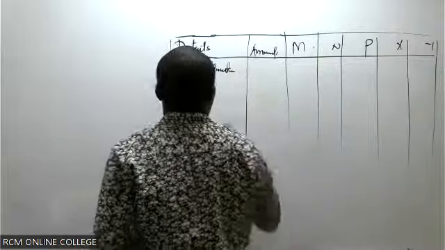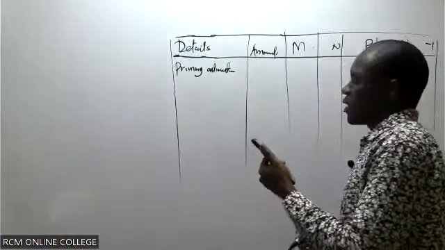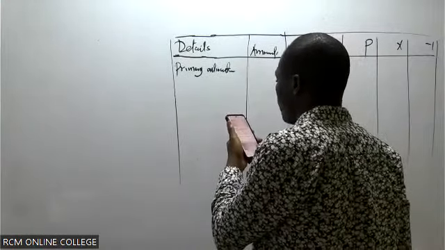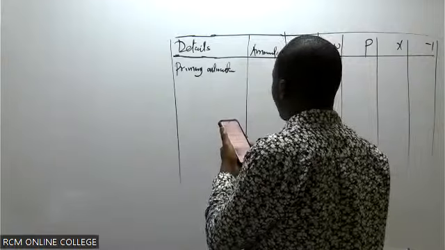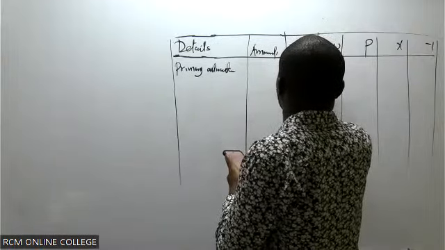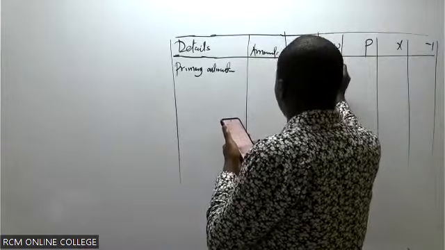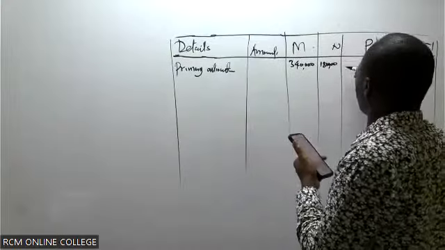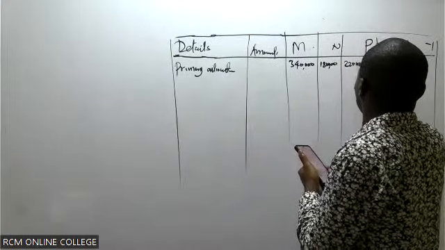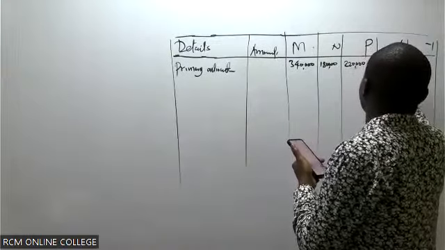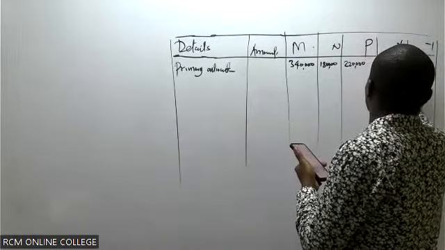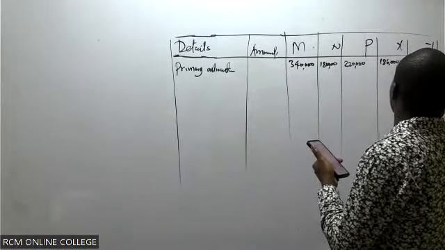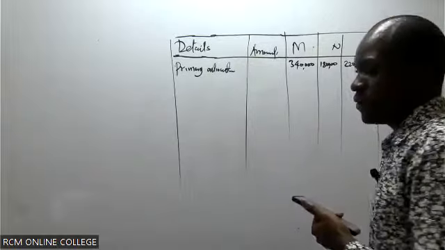allocation. The primary allocation, as you can see, the total amount which was given there under primary allocation, M has got 340,000. N has got 180,000. P has got 220,000. X has got 186,000. And then Y has got 144,000. That is what we have.